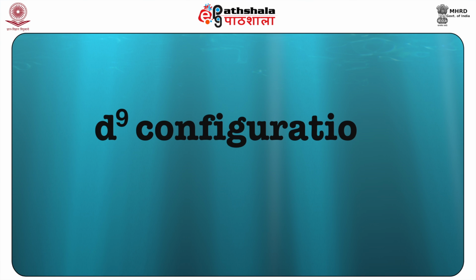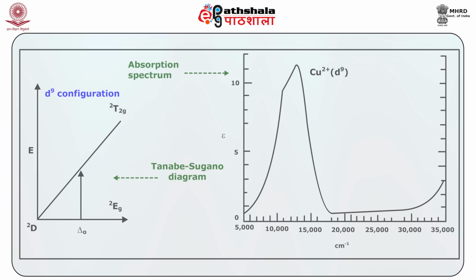Next, we are going to discuss the d9 configuration. For a d9 electronic configuration, the number of electrons is 9, and this can also be interpreted as having one hole, and thus the Tanabe-Sugano diagram is quite simple to draw and to interpret. The configuration can be represented as t2g6 eg3. Now, the excitation of an electron from the lower t2g level to the upper eg level forms the excited state. The spin multiplicity of the ground and the excited state is the same, and hence the transition from the ground to the excited state is a spin allowed transition.